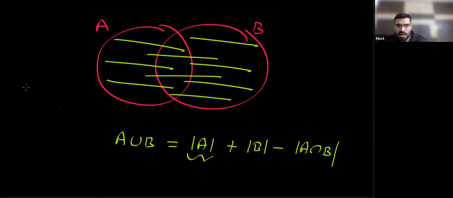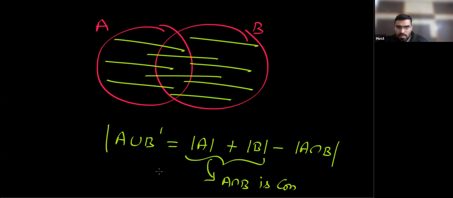Because when you do cardinality of A plus cardinality of B, this common area is counted 2 times. Yes or no? I can say that A intersection B is counted 2 times. So you have to remove it 1 time, because you have counted it 2 times. Just remove it 1 time.